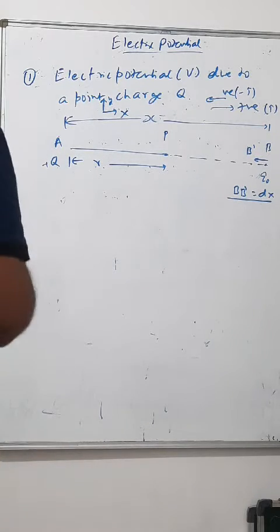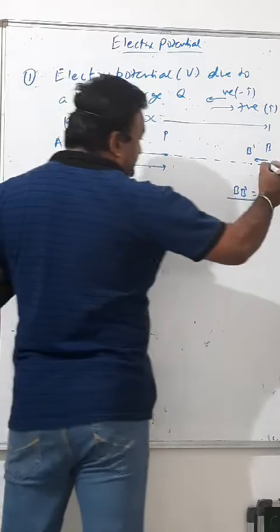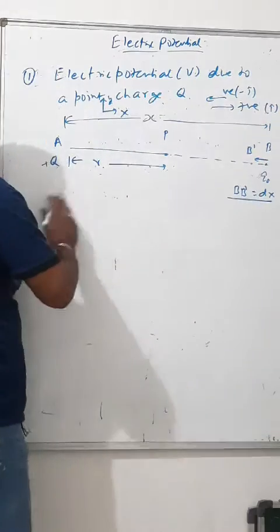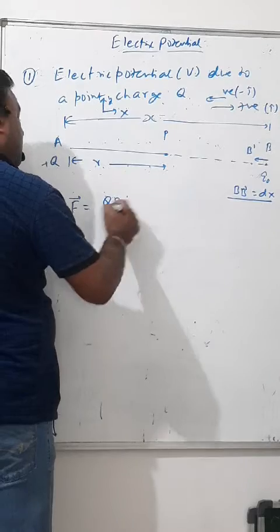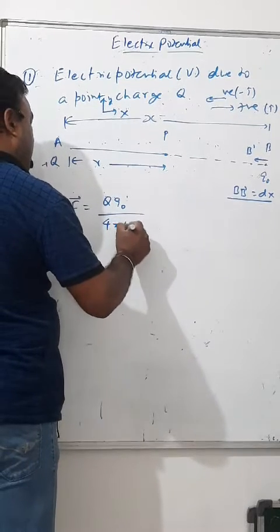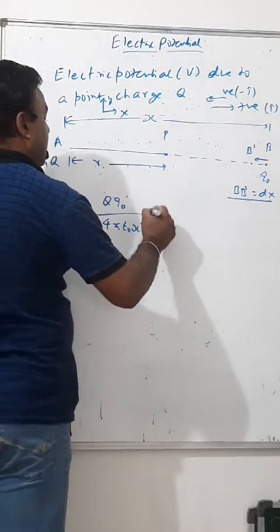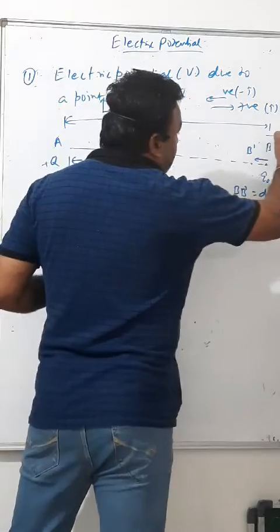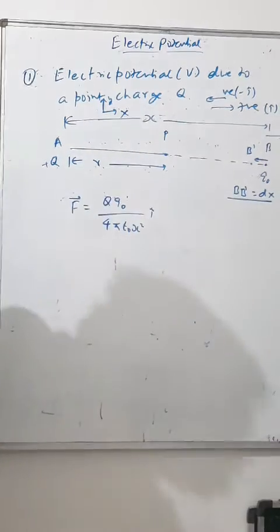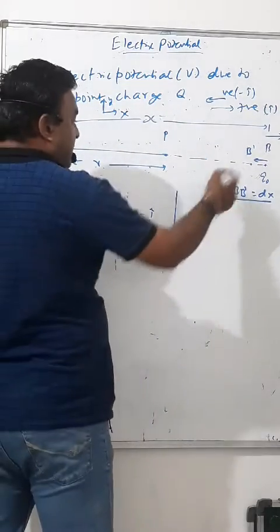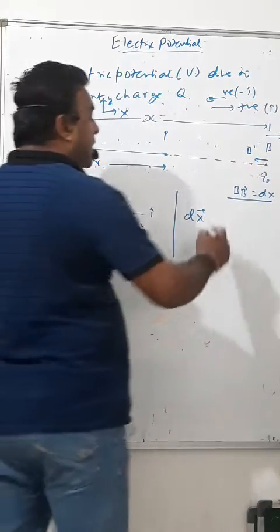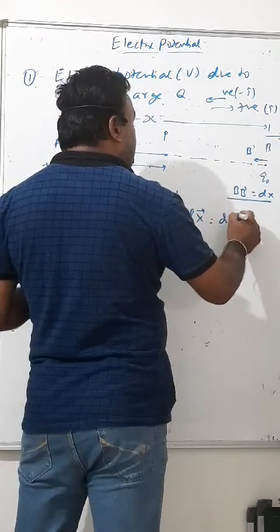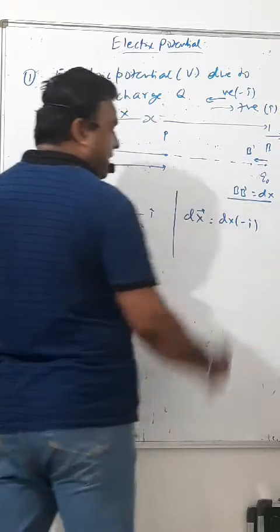Now it is displaced a little, B to B dash. This distance BB dash is equal to dx. At this moment, when Q naught is at B, the force experienced by Q naught is Q Q naught upon 4 pi epsilon naught x square i cap. The force will be in this direction. As it is displaced dx from right to left, I can write dx minus i cap. I hope you understand.